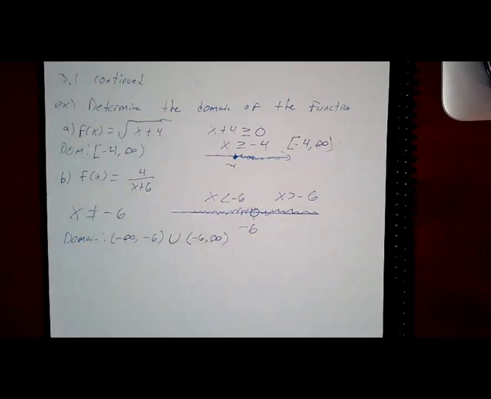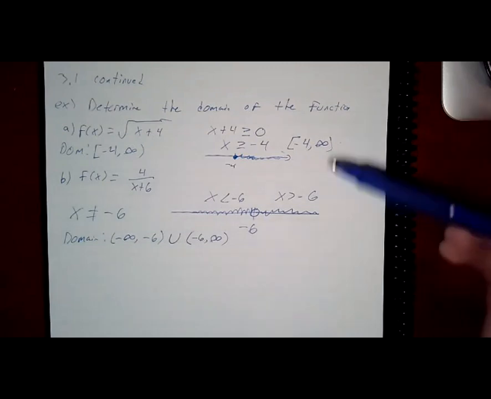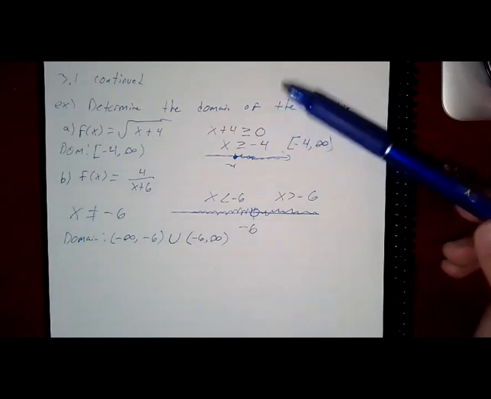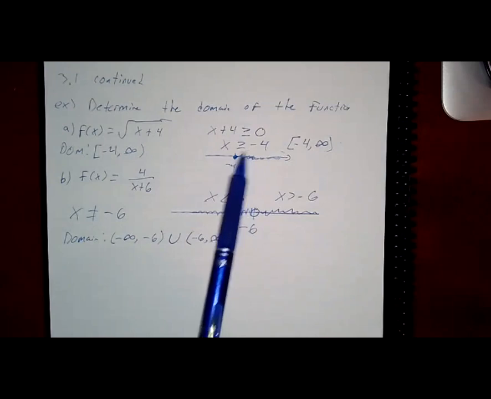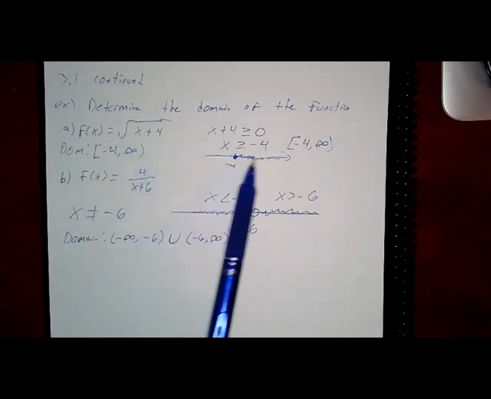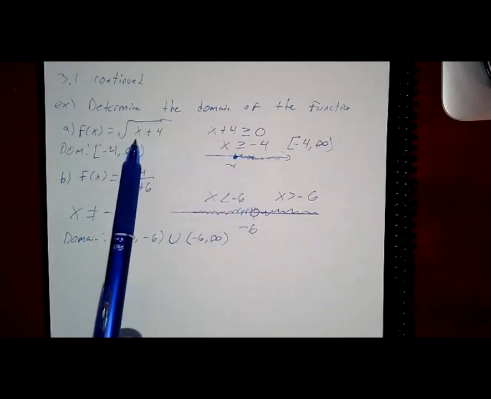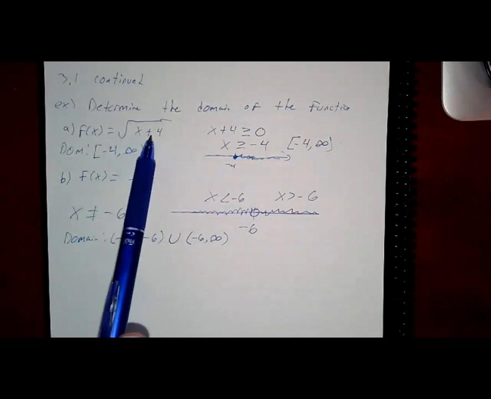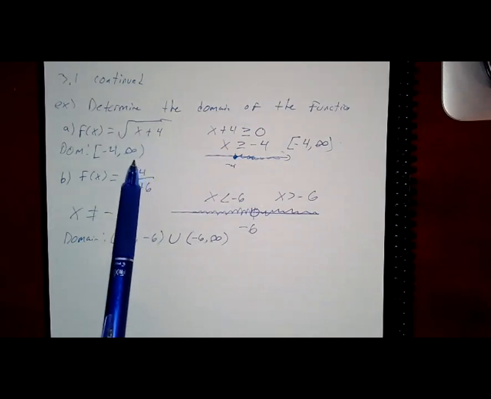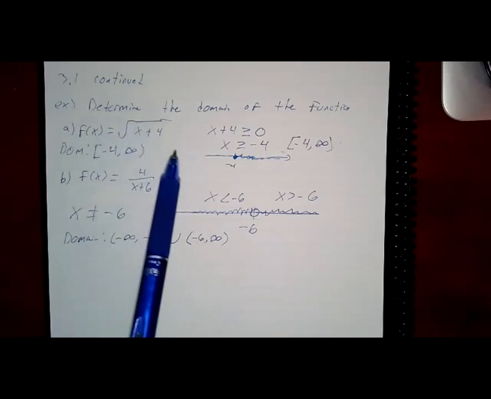How did we find between A and B that in A, the sign was greater or equal to, and in B, it's not equal to? Like, what's the difference? Oh, you mean up here? Yeah. So it's equal to because you're allowed to use it. Plug in -4. -4 plus 4 gives you a 0, which is okay. You are allowed to take the square root of 0.